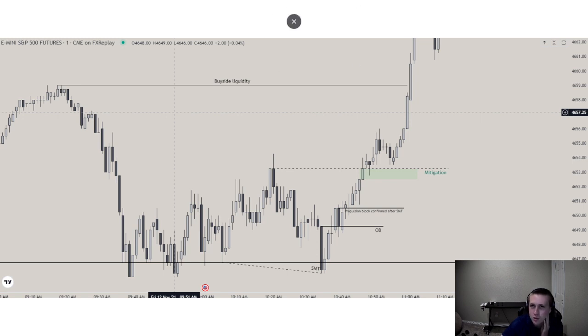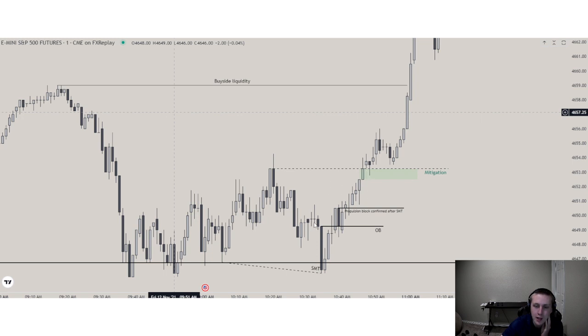We have that, sorry, not external. We have that higher time frame draw on liquidity up here as well. So right here, order block, propulsion block, and then we have this mitigation linked with this fair value gap. Boom, right there. That could be your entry.